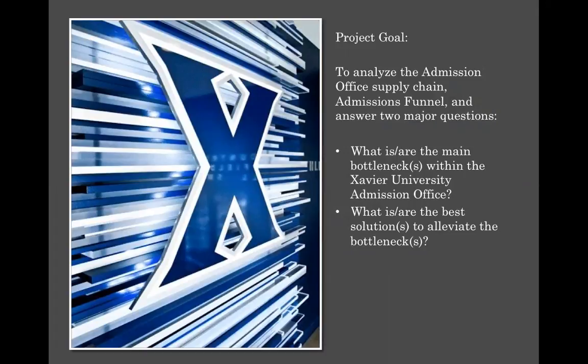And they are, what are the main bottlenecks within the Xavier University admissions office? And what are the main solutions I can use to alleviate these bottlenecks?